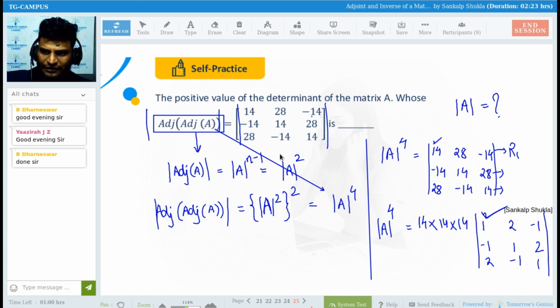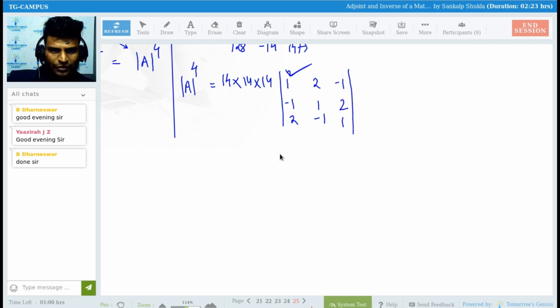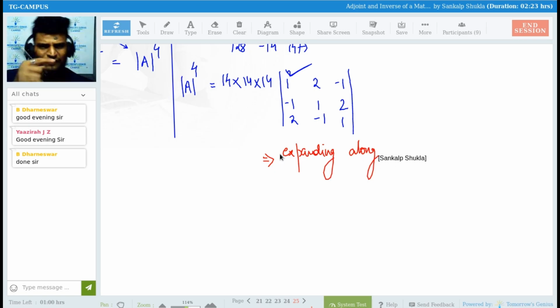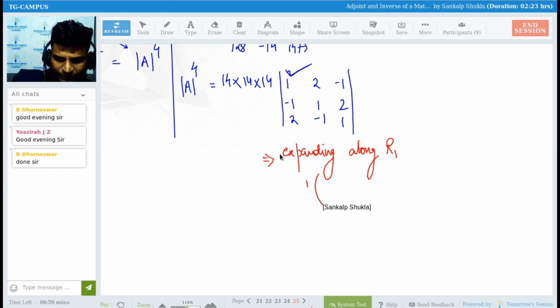Now we will solve this determinant. Okay. So how do we solve this determinant? We'll solve it by expanding along a row. Since we have no zeros, we can expand from anywhere. So I am expanding along R1. Since these are very small values, I can directly expand. I don't have to perform elementary operations or create zeros.